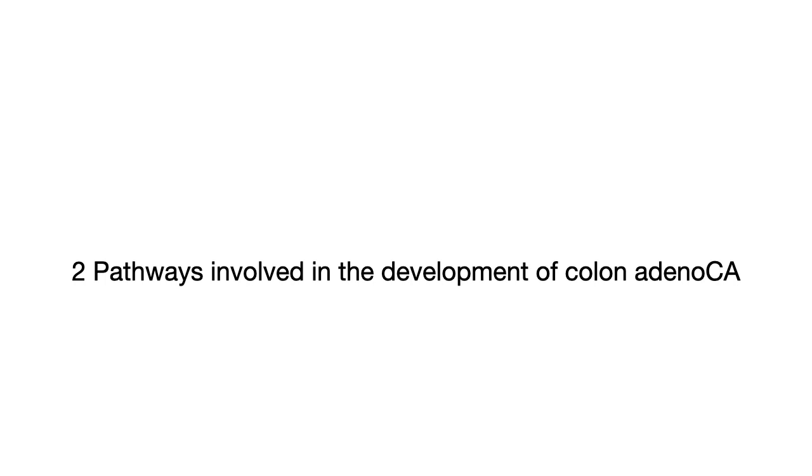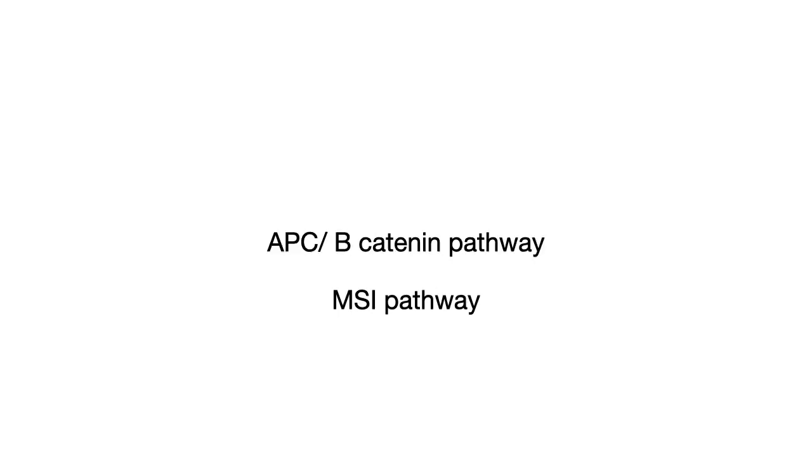What is the most common malignancy of the GI tract? Adenocarcinoma of the colon. What are the two pathways involved in the development of colonic adenocarcinoma? First is the APC beta-catenin pathway, which is due to disordered proliferation of the colonic epithelium, and the MSI pathway, which involves mutations of mismatch repair genes. We usually see this in syndromic polyposis syndromes.